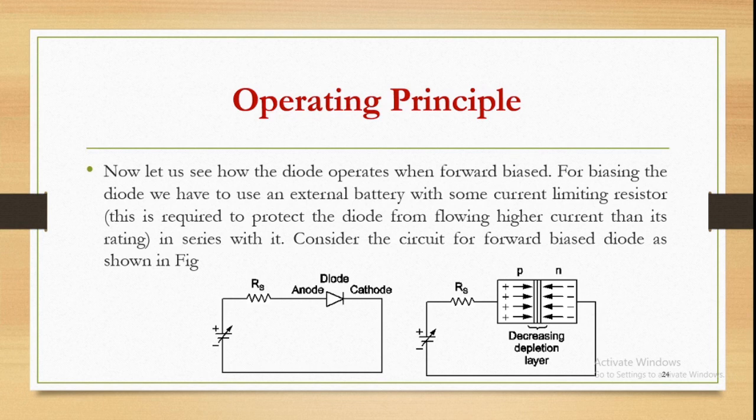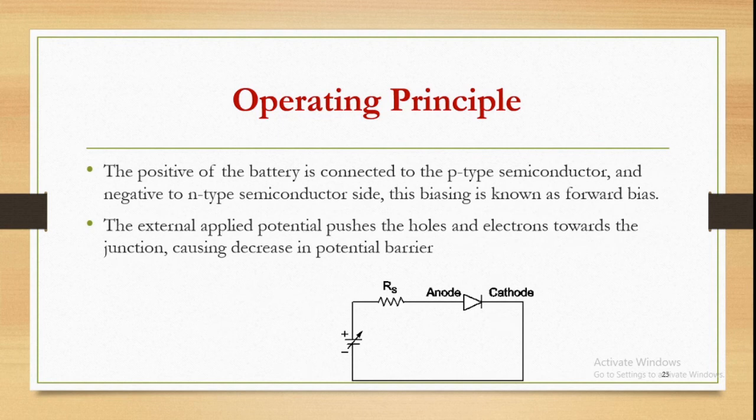Here look at the circuit of a forward bias diode. The first is the circuit with circuit symbols, and the next is the circuit where we can see how the P and N junction decreases the depletion layer. The positive of the battery is connected to the P-type semiconductor and the negative to the N-type semiconductor side. This biasing is known as forward biasing. The externally applied potential pushes the holes and electrons towards the junction, causing a decrease in the potential barrier.